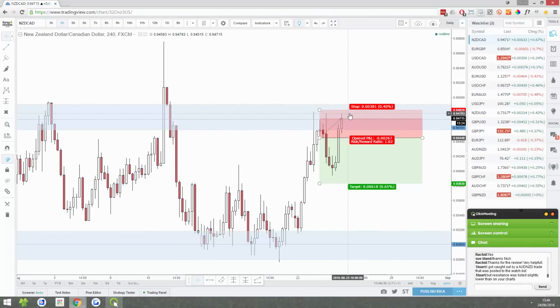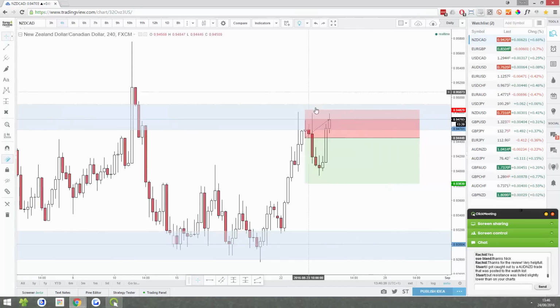But overall, it's still at yesterday's highs, so there's still definitely potential for this to turn back around. I'm not going to panic exit just yet. I'll see how this one plays out.